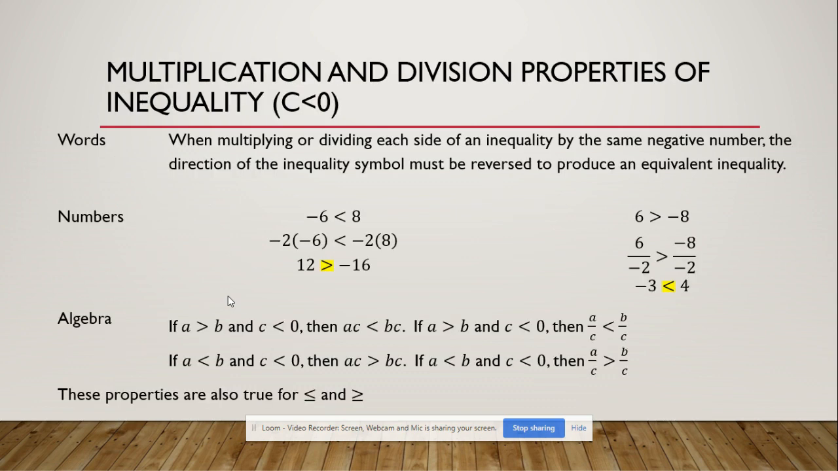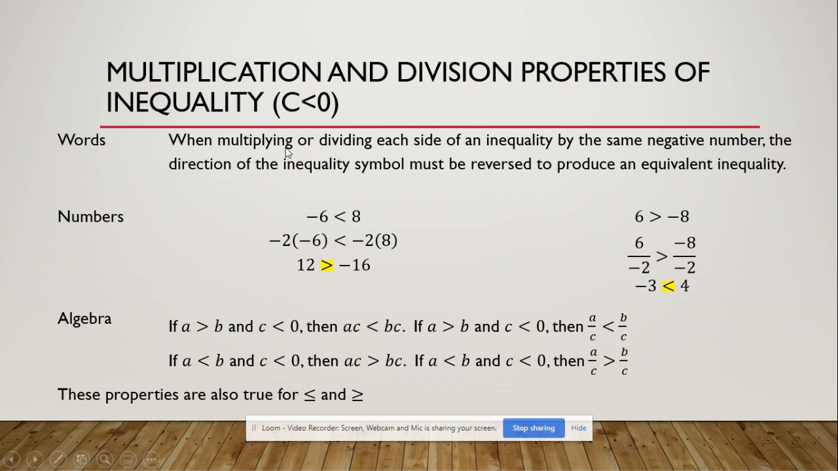Now, there is a special situation that we need to be aware of. We've already seen that with addition and subtraction, and multiplication and division of positive numbers, the inequality works the exact same way as an equal sign would. The big place where this becomes different is when the number we multiply by or divide by is a negative number, in other words, when C, the coefficient, is less than 0.